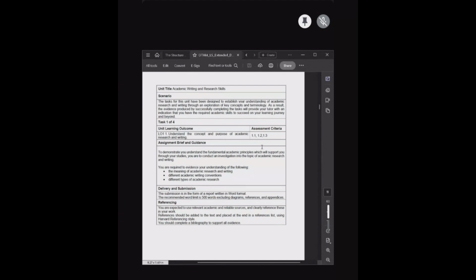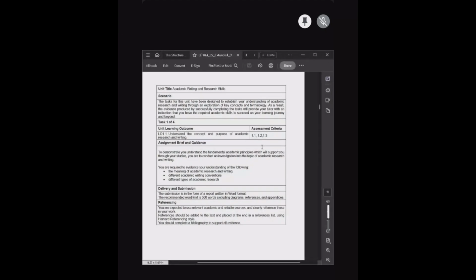Basically, here you have to write a 500-word write-up explaining what you understood by academic research and writing skills, what the concept and purpose of them is. You have to write 500 words minimum, excluding all the diagrams, references, or any kind of appendix that you would use. The writing has to be in Harvard referencing style. I'll send you a document explaining what Harvard referencing is and how to write it. Any question you can always WhatsApp in the group, or you can always ask me in the class.